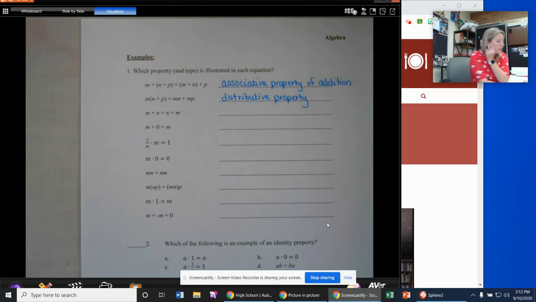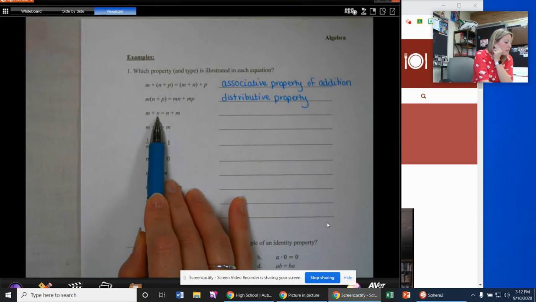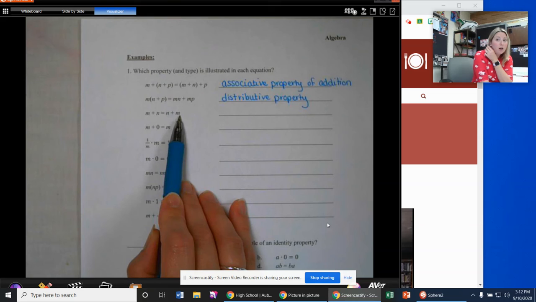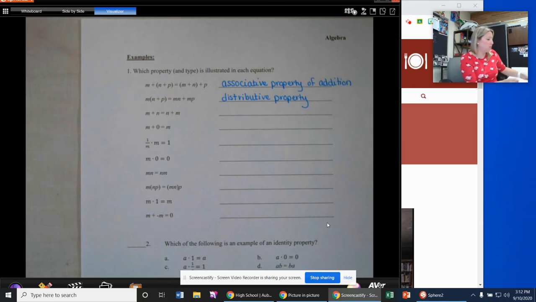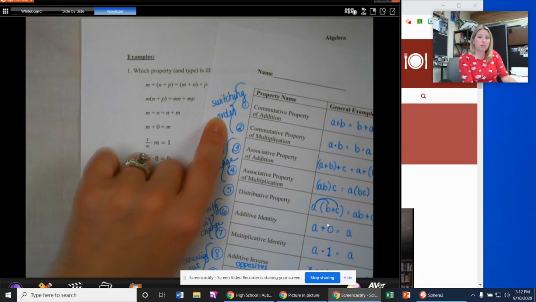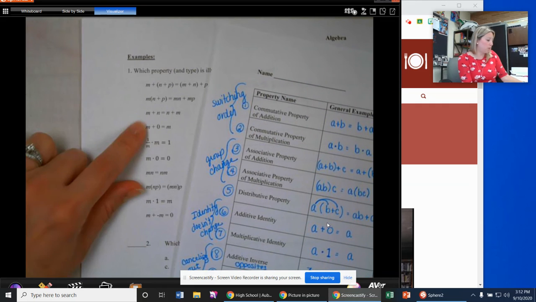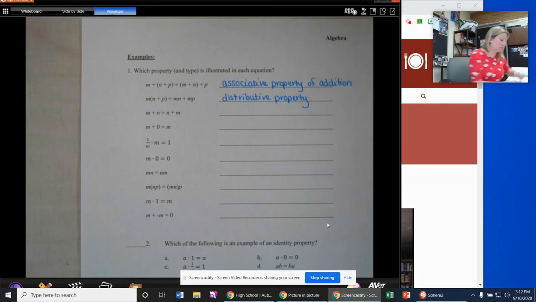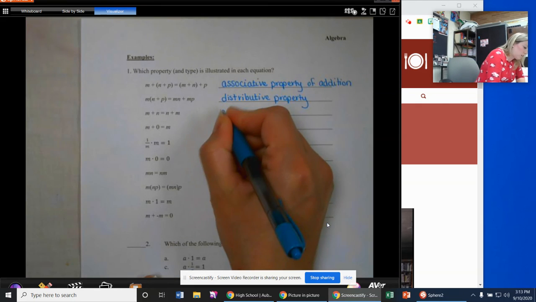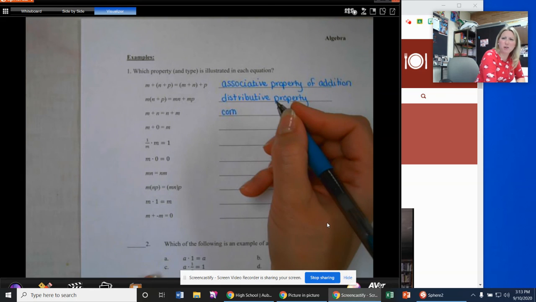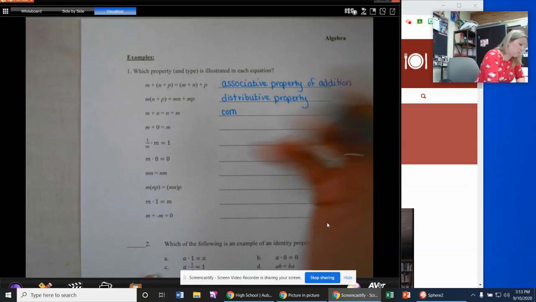All right, next, let's take a peek at our order. m plus n equals n plus m. I gave that the keyword order, right? Switching order is the commutative property. What sign? Addition, right? It's the addition sign, the plus sign.